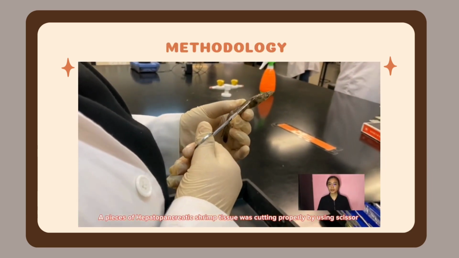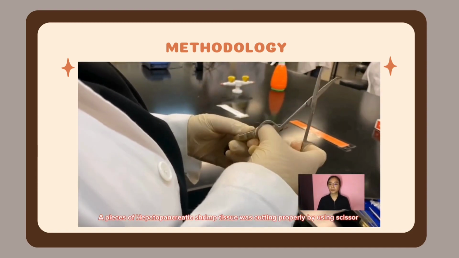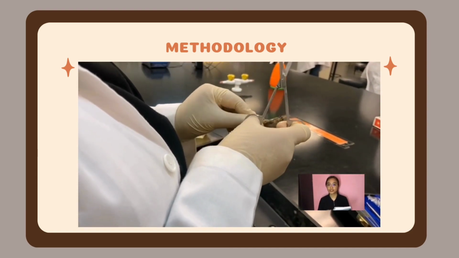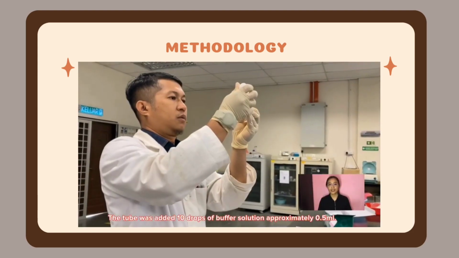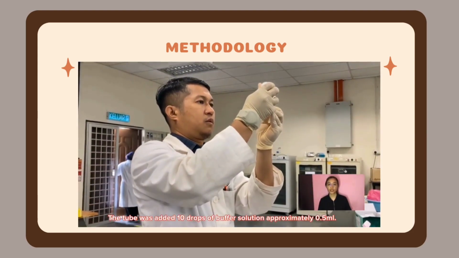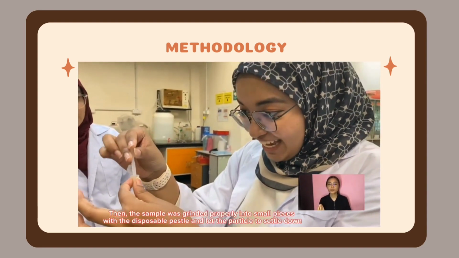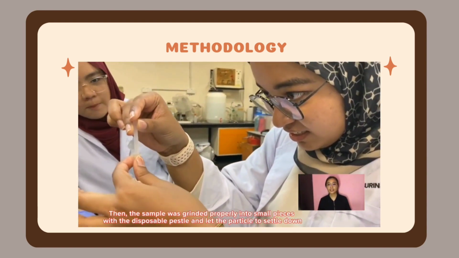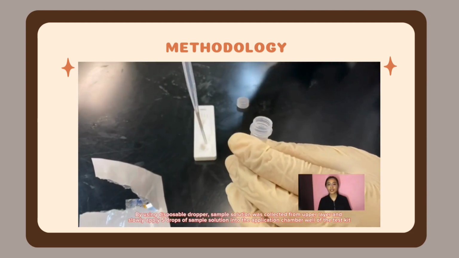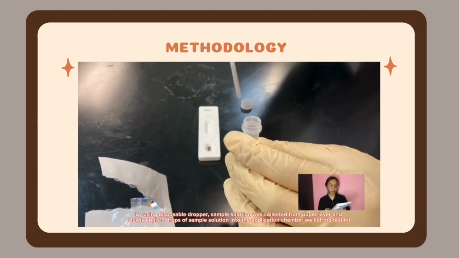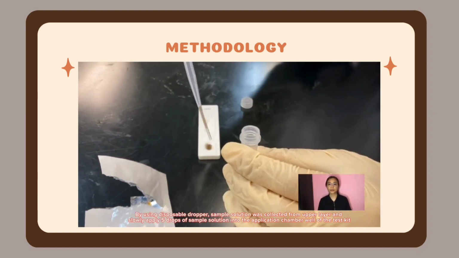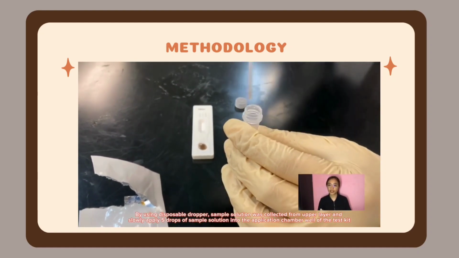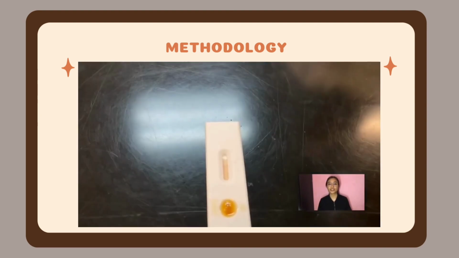We move to the materials and methodology. First, a piece of hepatopancreatic shrimp tissue was cut properly by using a scissor. Second, the sample was transferred into a microcentrifuge tube. Then, 10 drops of buffer solution, approximately 0.5 milliliter, were added to the tube. Then, the sample was ground properly into small pieces with the disposable pestle and the particles were left to settle down. Using the disposable dropper, the sample solution was collected from the upper layer and 5 drops were slowly applied into the application chamber well of the test kit. Lastly, read the test kit result within 50 minutes.